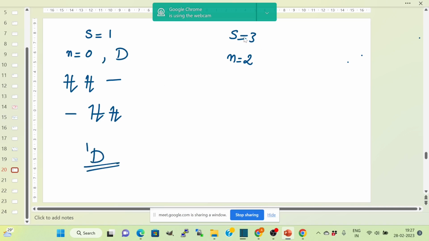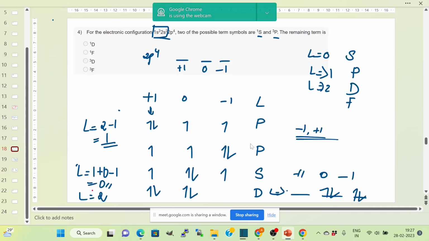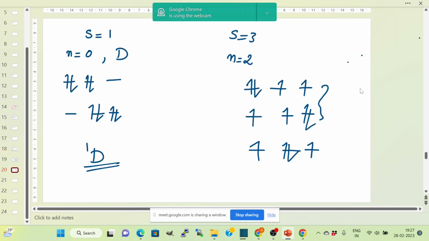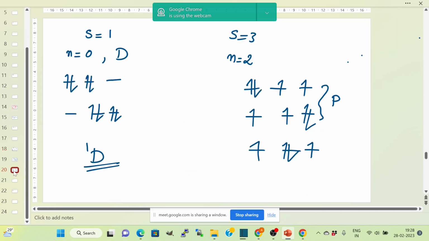Then for 2S plus 1 equal to 3, which means there are two unpaired electrons, it can be like this, or like this. These are similar only, or like this, right? So for this configuration, what was the L state that we identified? P, right? So this was P, and one more we identified, that was S. So we can have 3P and 3S as well.